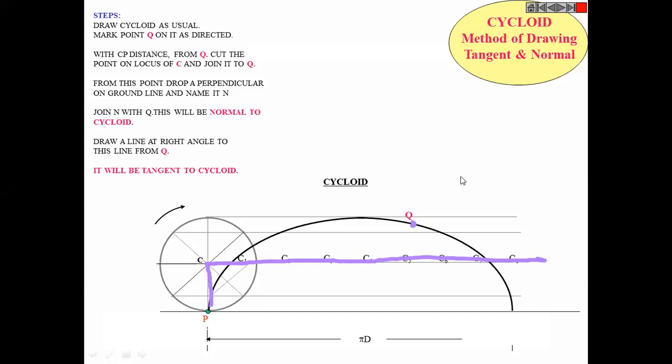Understood? So it will cut somewhere here. So this is the CP, what we told. Then you draw one perpendicular line, a perpendicular line to the straight line path like this. It will intersect at some point, and joining that point and the given point will give us a normal, and the line perpendicular to it is the tangent. Any doubt in this?